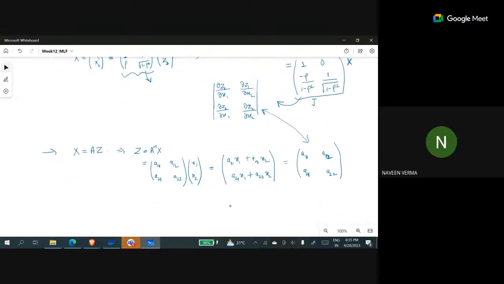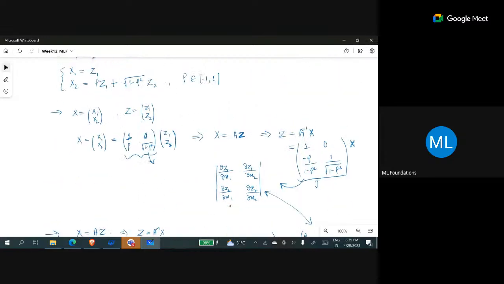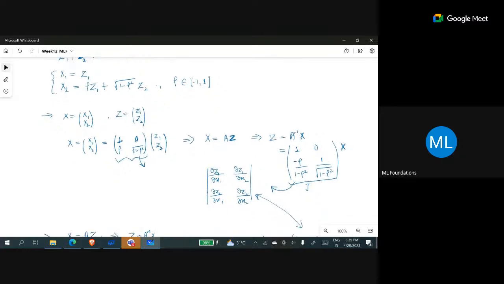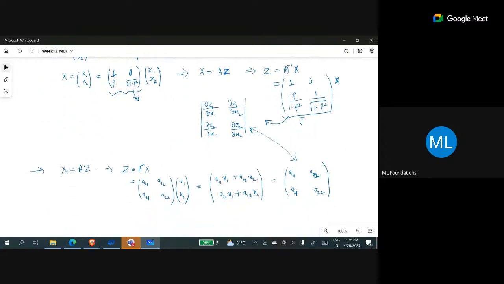Ma'am, will the Jacobian every time be equal to the inverse of the matrix, or only in some special case? Only if they are invertible. For a linear transformation, it is invertible. All right. So far we have seen, what can you write z as? So z you can write as A inverse x, and A inverse is the Jacobian here, and x.